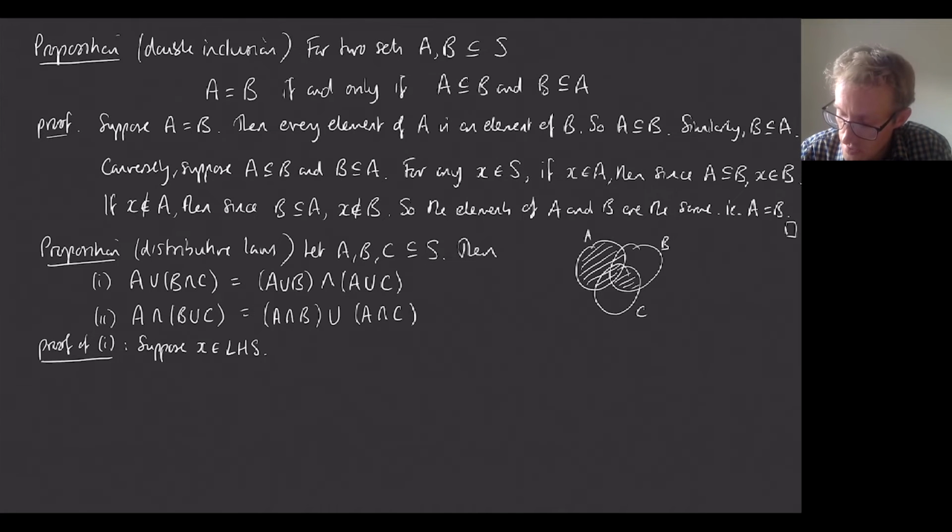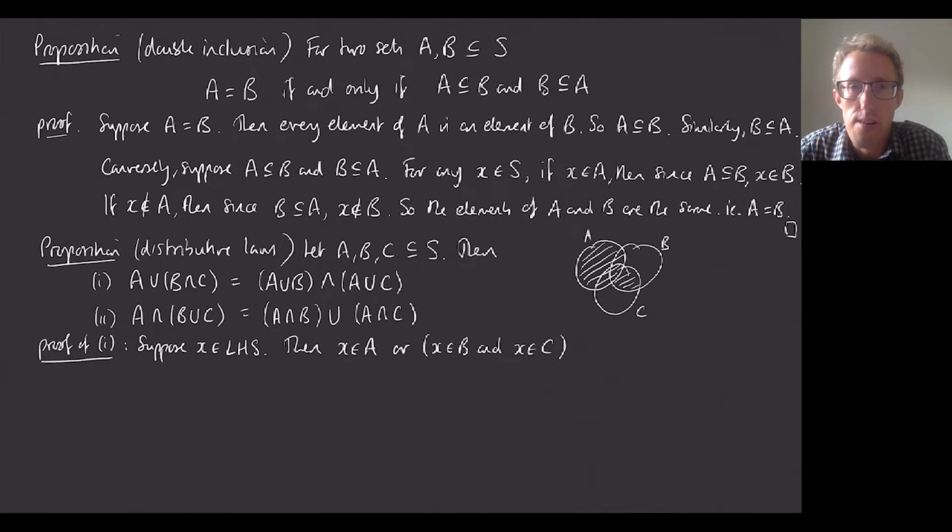So if x is in the left hand side, it means x is in A, or x is in B and x is in C. So I'm going to say then x is in A, or (x is in B and x is in C). I'm using brackets just to clarify how that sentence works.